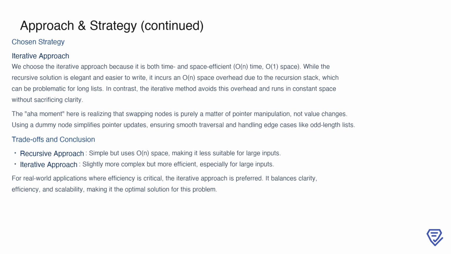The key insight here is understanding that swapping nodes is solely about pointer manipulation, not altering the values themselves. The use of a dummy node in the iterative approach is particularly valuable, as it simplifies the process of updating pointers and ensures smooth traversal, even in edge cases like lists with an odd number of nodes. In conclusion, while the recursive approach has its merits in terms of simplicity, the iterative method strikes the best balance between clarity, efficiency, and scalability, making it the optimal strategy for solving this problem in a real-world context.